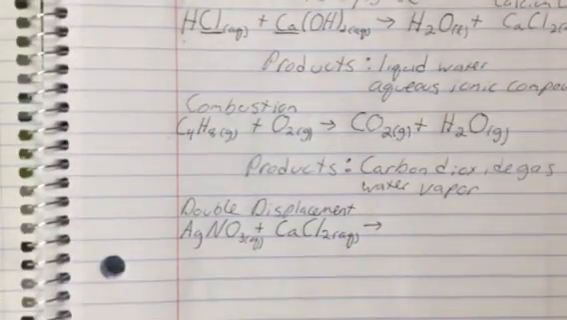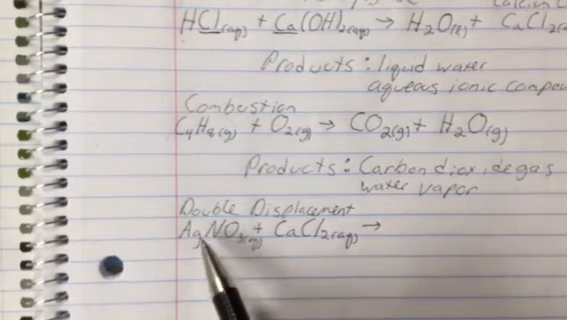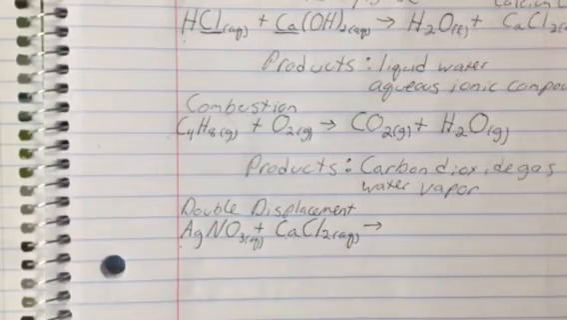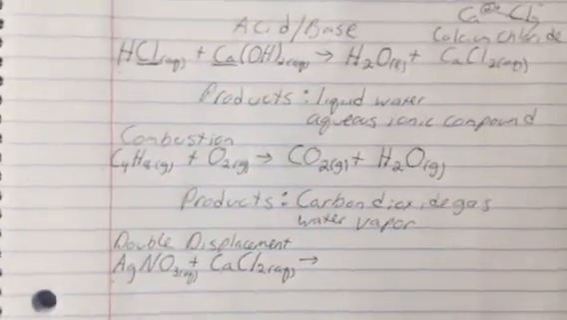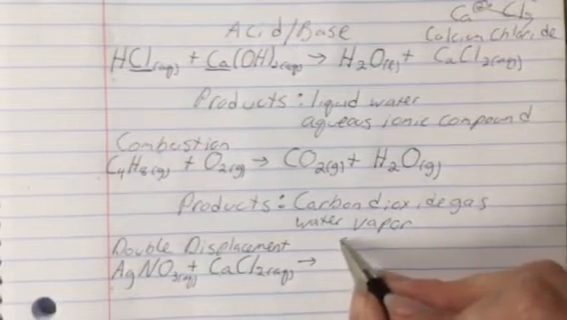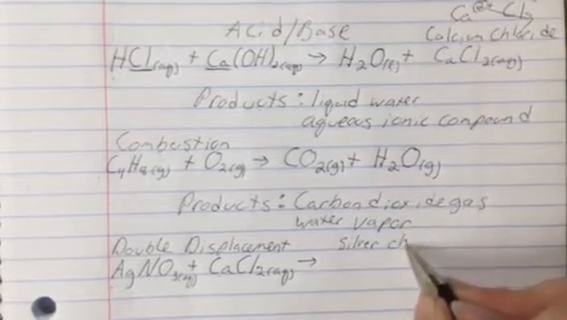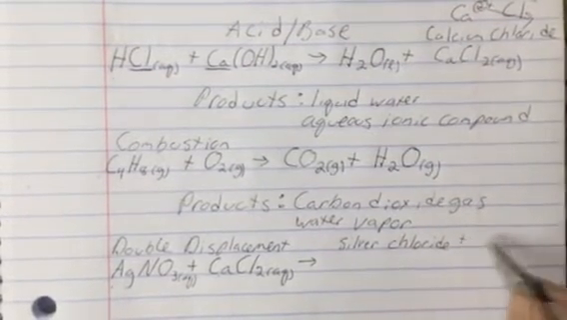Well, we've actually done double displacement reactions before. This is exactly what we did when we dealt with our precipitate lab. We took two compounds, our silver nitrate and calcium chloride, and we change around their ions. So instead of silver nitrate and calcium chloride, I get silver chloride and calcium nitrate.